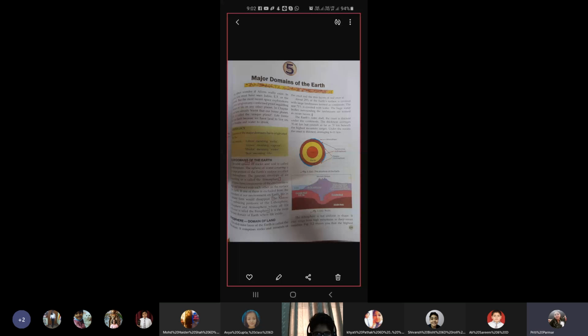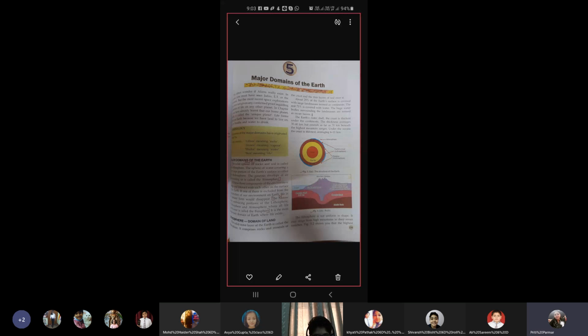Then the third element which forms the major domain of the earth is atmosphere. And the word atmos is again a Greek word, and it comes from this Greek word atmos, which means vapor or water. Clear? So that is the outer layer of the earth, atmosphere. Okay. Then we talk of the fourth and the most important domain, that is biosphere.